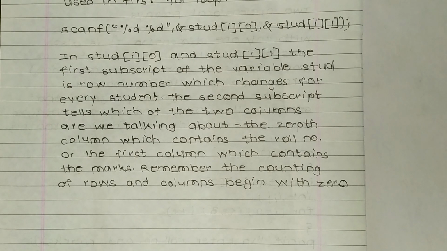Now these are two columns, that is the 0th column and the 1st column. The 0th column contains the roll number and the first column contains marks. Remember, the counting of rows and columns begins with 0.